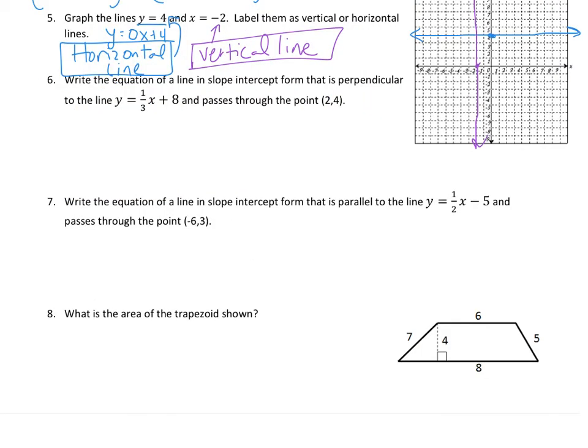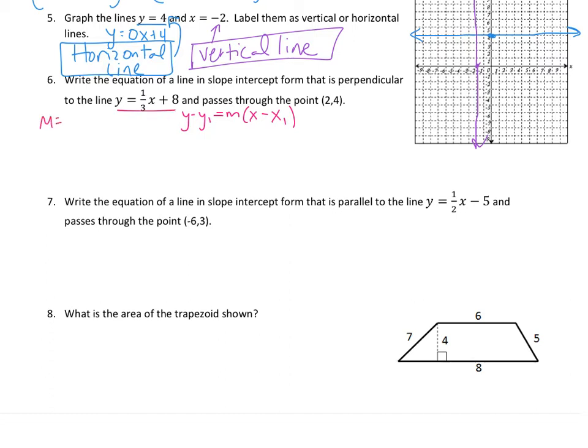The next two equations we are going to get into is to write the equation in slope-intercept form of a line that's perpendicular and a line that is parallel to a line, and it also has to go through a certain coordinate. So remember, we are going to be using point slope form to start out, and then we will distribute and solve for y. So the first thing you need to notice is what is the slope of the original line.